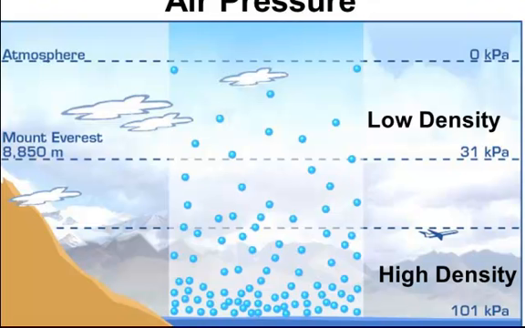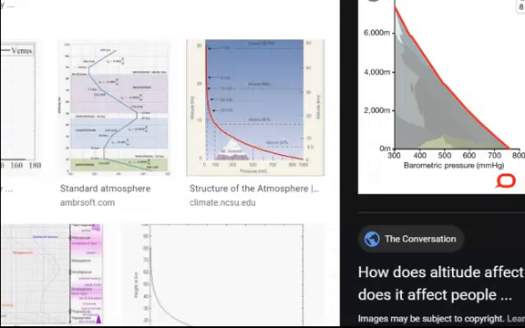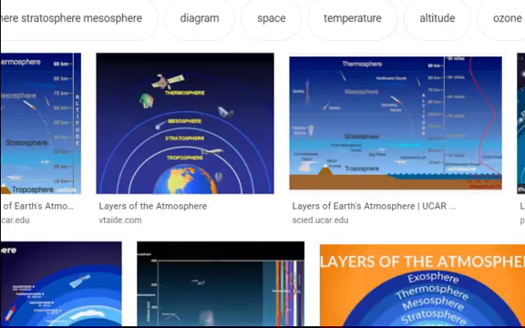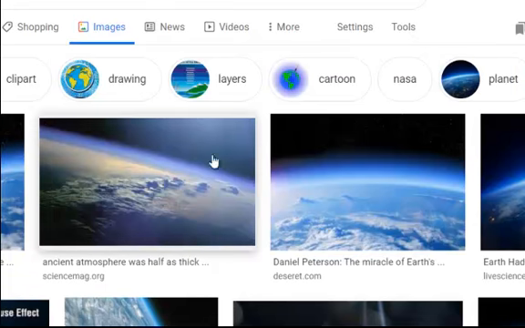Why does Earth actually have an atmosphere, or how does it keep it? I'm going to go back to these images here. Well, gravity actually pulls it in. So gravity is holding onto the atmosphere, so it's not going to evaporate into space.